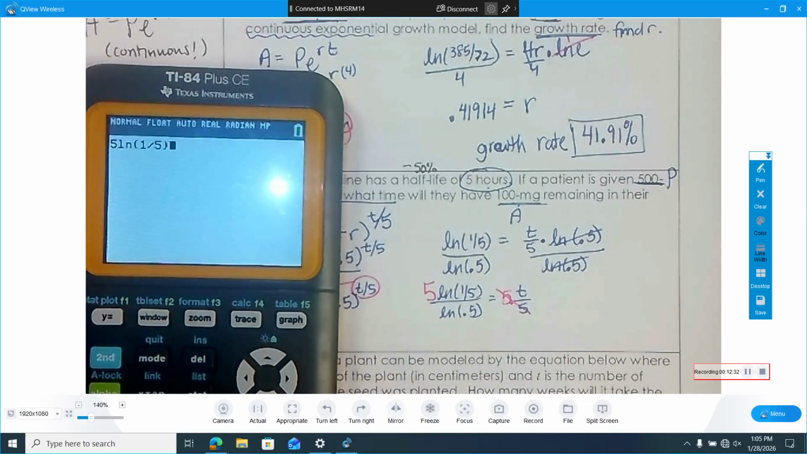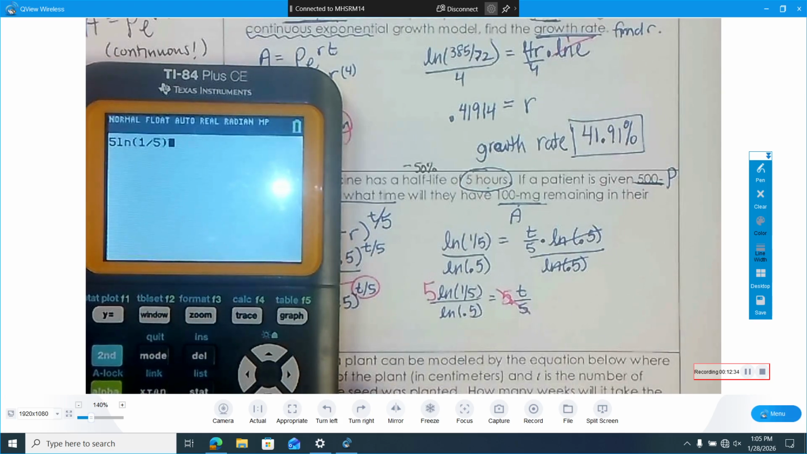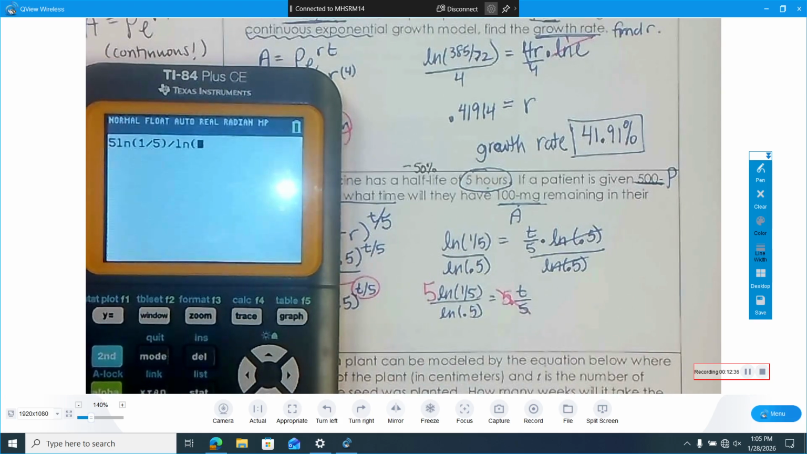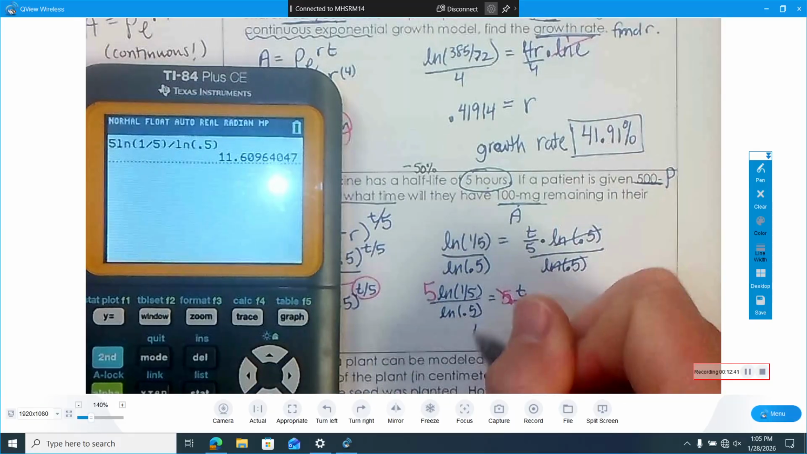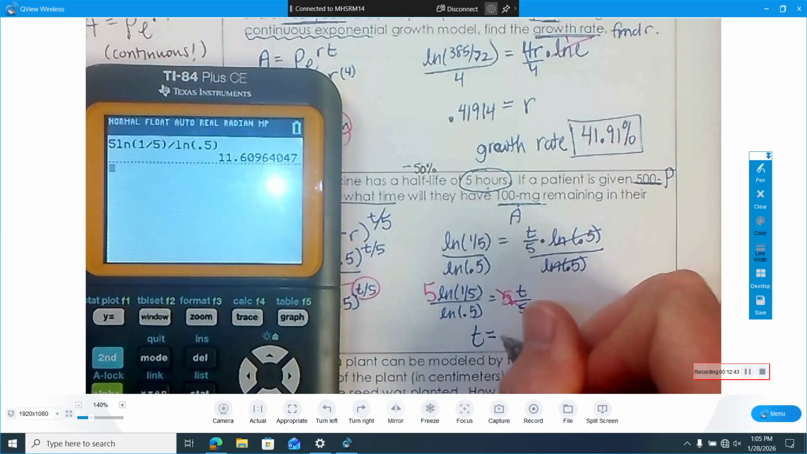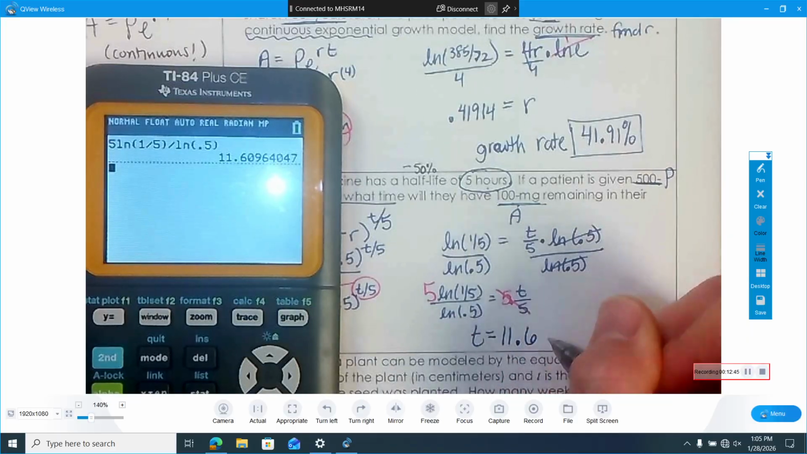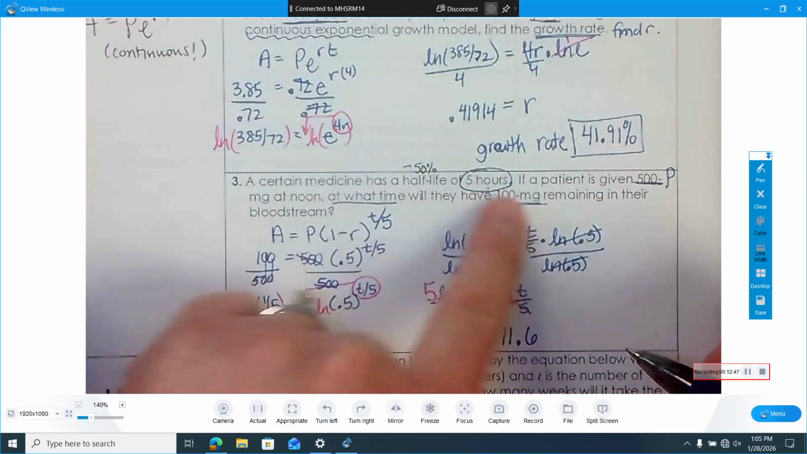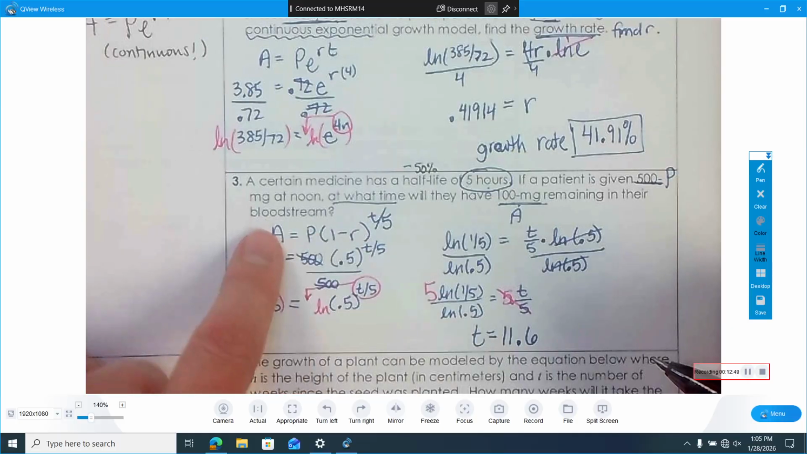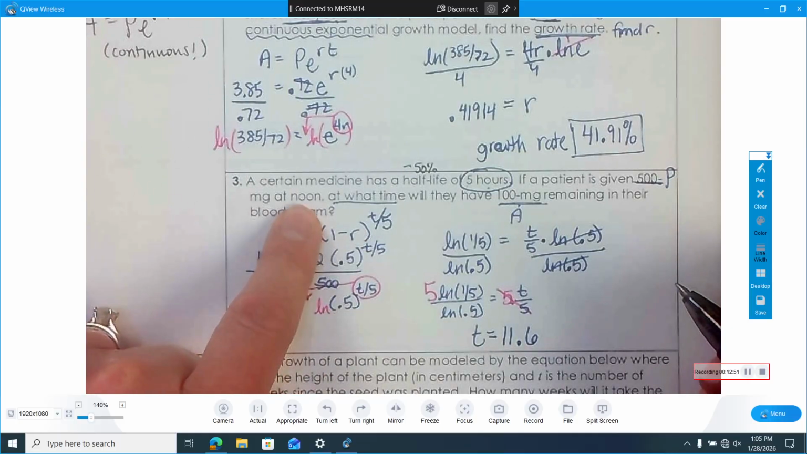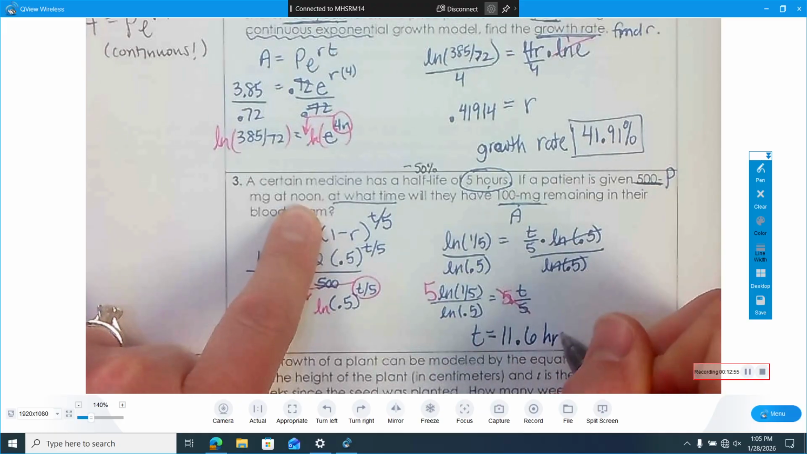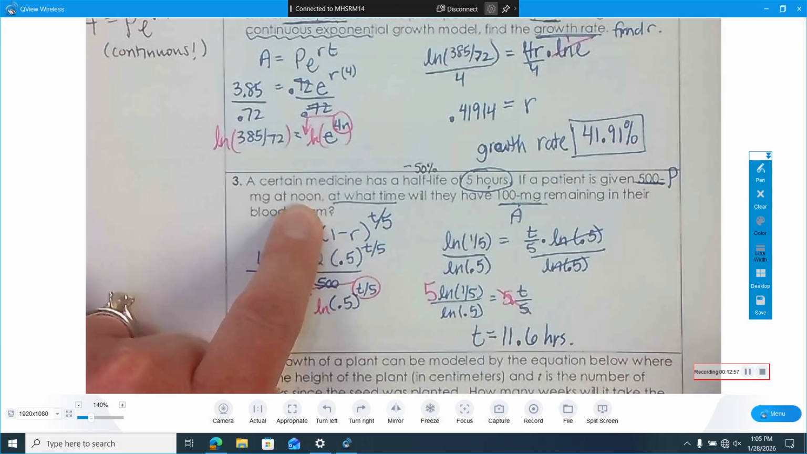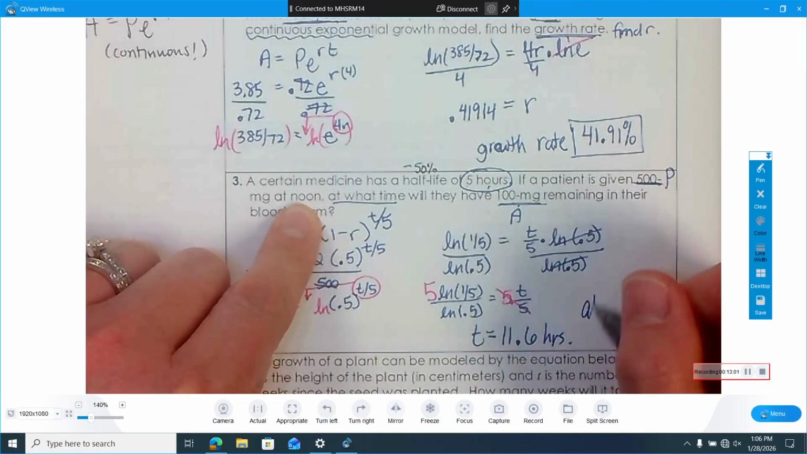So 5 times the natural log of 1/5 divided by the natural log of 0.5. So that is T equals 11.6, and we are in hours. We're talking about hours. So this is 11.6 hours after 12 noon? That's about 11:36.